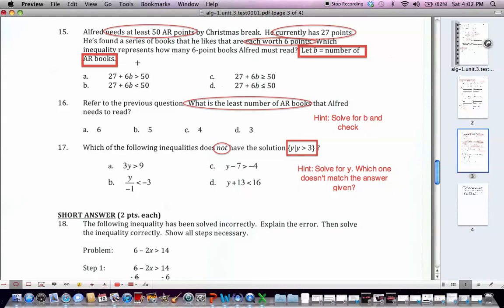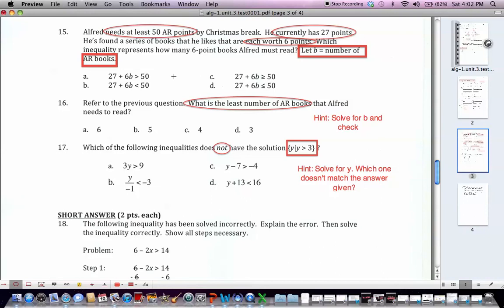So, which inequality best represents how many 6-point books? So we're trying to find out how many 6-point books he is going to have to read to get to 50. Let B equal the number of AR books, okay? So, taking that information, I've highlighted and circled some key things here. Which inequality best represents this problem, okay?